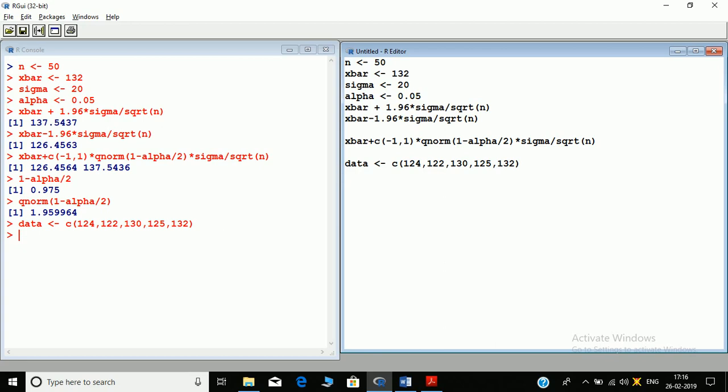Then I need to find my x bar, which is mean of data. I need the SD or sigma, which is SD of data, because here it is the sample standard deviation. We do not know the SD. Then I have N. N is the length of data. This is 5. And then alpha is again 0.05.